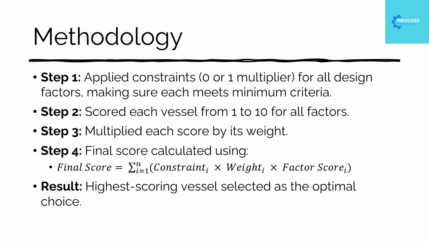First, we're going to be applying the constraint as a 0 to 1 multiplier for all the design factors, making sure that they have met the minimum criteria. Then we're going to multiply it by the score of each vessel from 1 to 10 for all factors, then multiply each score by its own weight. The final score is equal to the summation of the constraint times the weight times the factor score for each of the configurations. The highest scoring vessel will be the optimal choice.